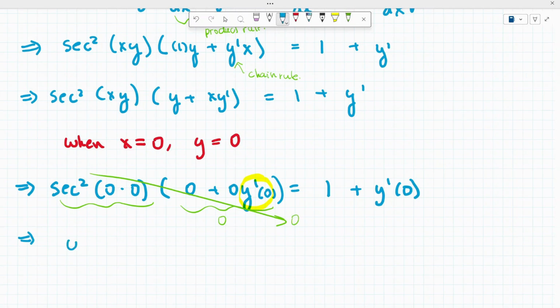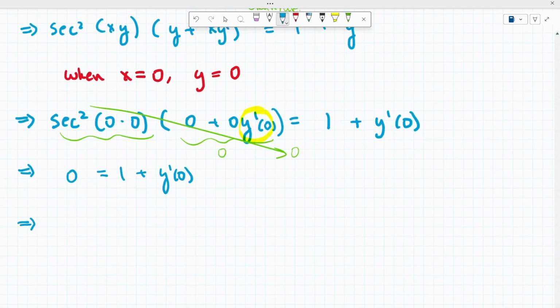So great, our left-hand side of the equation is 0, and then our right-hand side is just 1 plus y prime at 0. And if we rearrange this one step further, we get that y prime at 0 equals negative 1. And that there is our final answer. So you get a big smiley face for that.